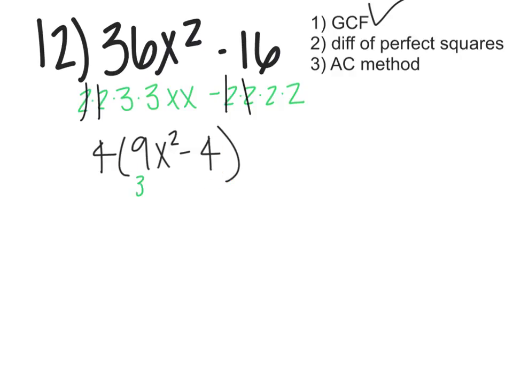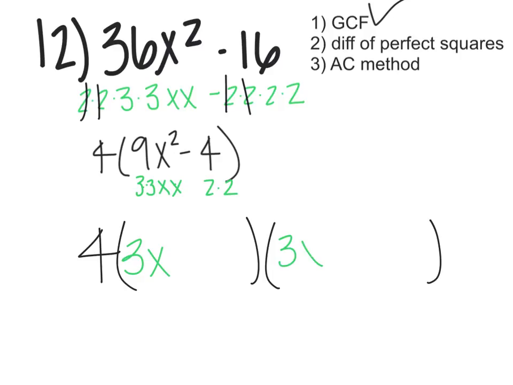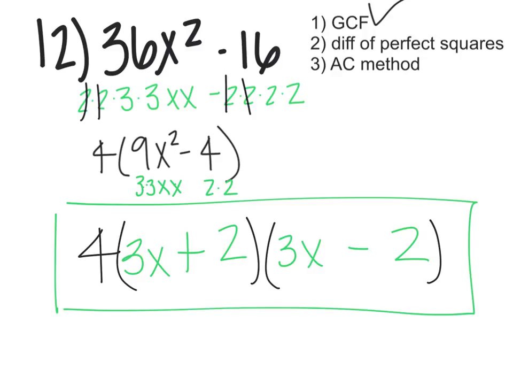9x squared is 3 times x, because 9 is 3 times 3, and x is x times x. 4 is 2 times 2. So the way this is going to work, and the way all difference of perfect squares work, is I have a 3x and a 3x and a 2 and a 2, and one time it's a plus and one time it's a minus. So this would be my final answer.